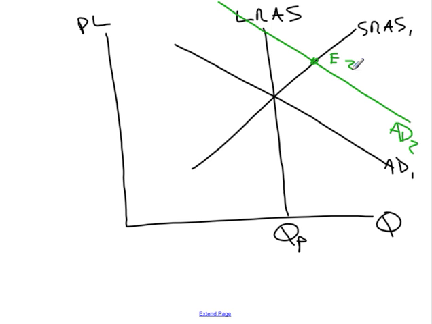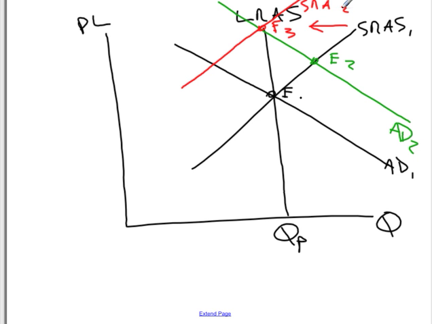An increase in aggregate demand moves us from E1 to E2 in the short run, but in the long run, we're back at E3, so the long run effect of an increase in aggregate demand is purely a price effect. We move from E1 to E3. Nothing happens to real output. All that's happened is that price level has risen.